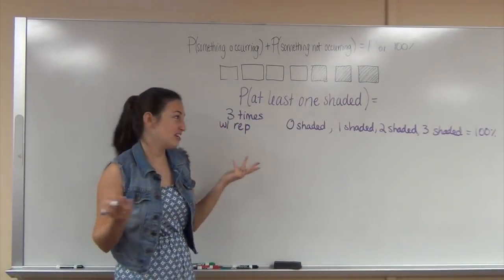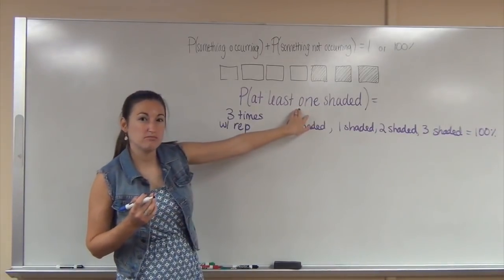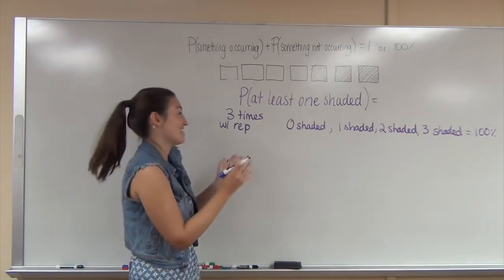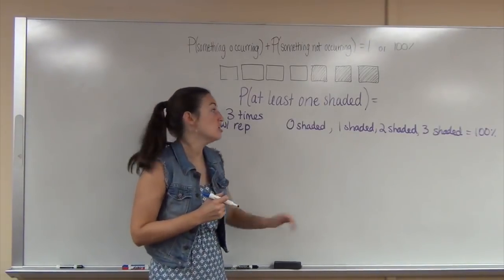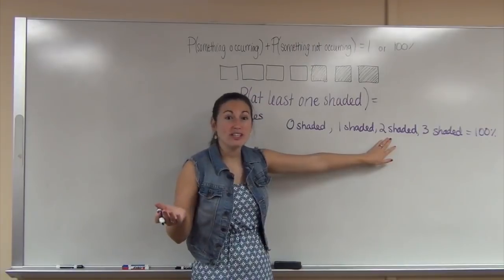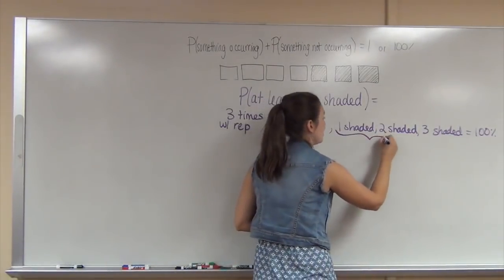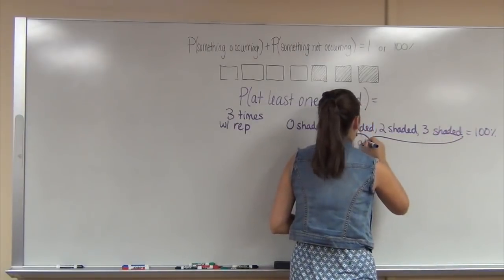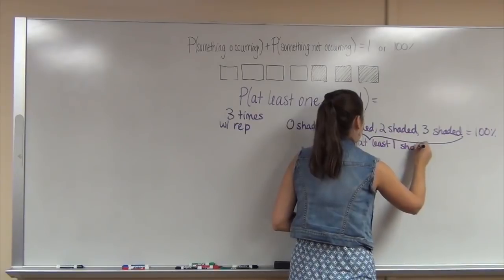And what we want to do is figure out, okay, which of these fall into the category of at least one. So we can ask ourselves, 0 shaded tickets, is that at least 1 shaded ticket? No, right? That's 0. That's none. 1 shaded ticket? Yep, that's at least 1. 2 shaded tickets, that's also at least 1. And 3 shaded tickets, that's also at least 1. So all of these fall under the category of at least 1 shaded ticket.